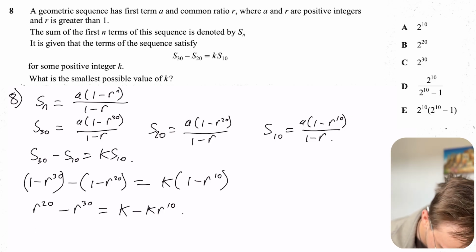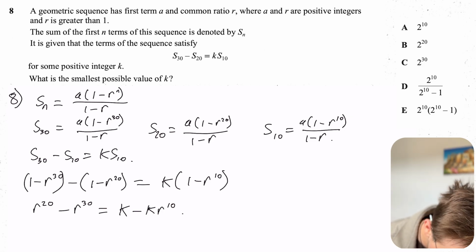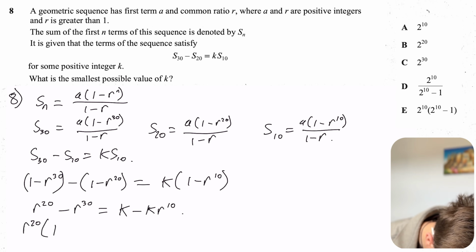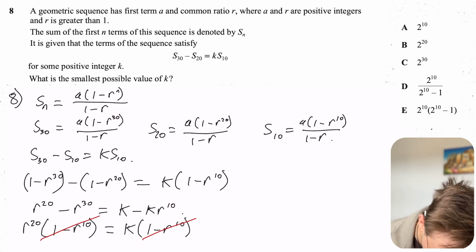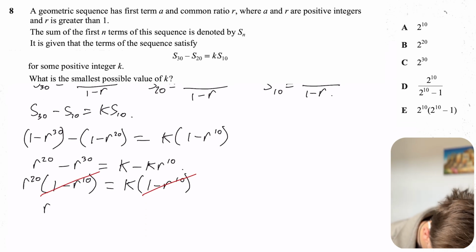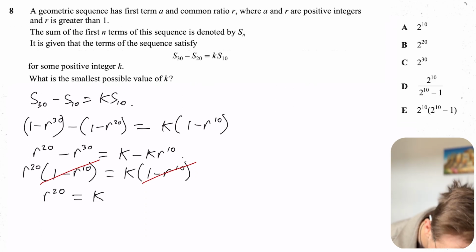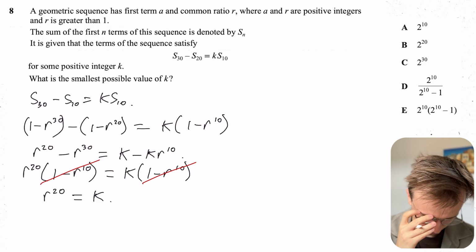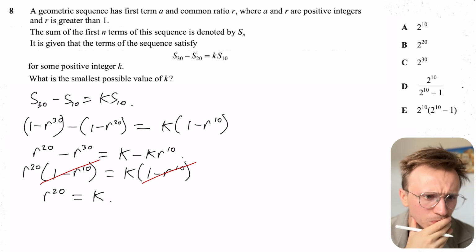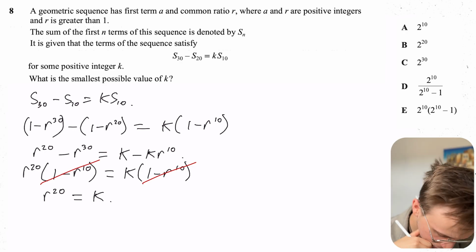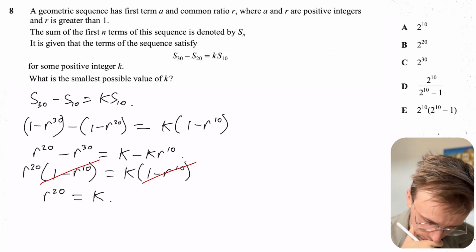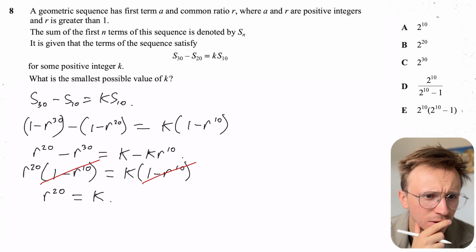Instead, go back and take out r to the 20. Then I've got r to the 20 times (1 minus r to the 10) equals K times (1 minus r to the 10). So I can cancel that with that because I know r has to be greater than 1. So r to the 20 equals K. But how do I know what r is? Interesting, I don't know anything else.